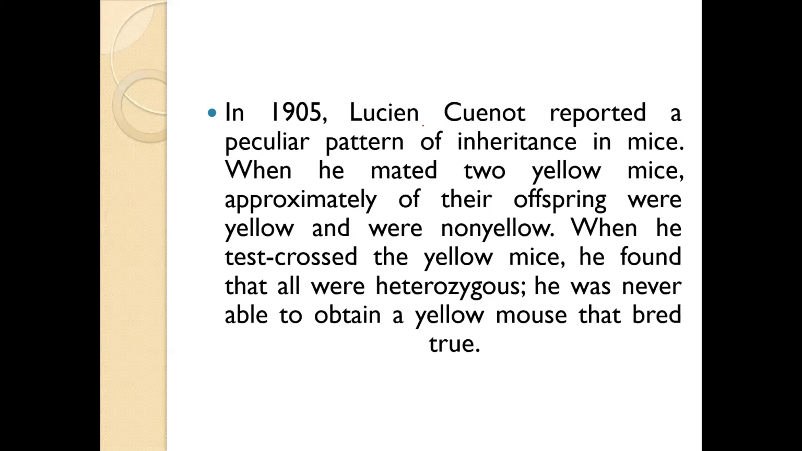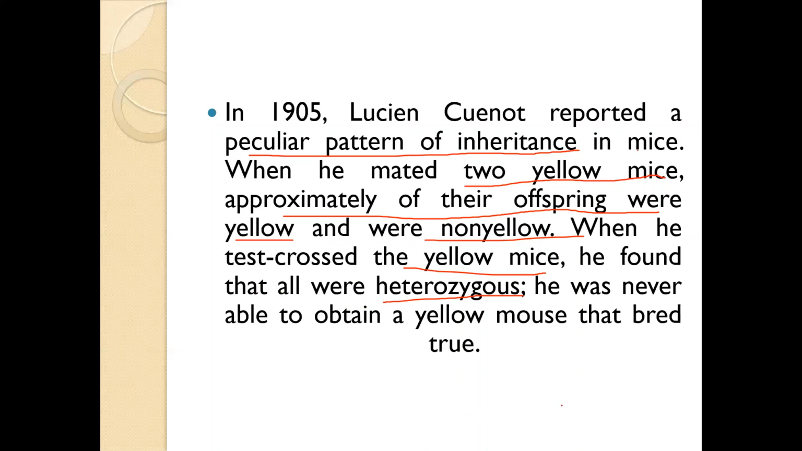In 1905, Lucien Cuénot reported a peculiar pattern of inheritance in mice. This is a peculiar pattern of inheritance. Just look into the matter. When he mated two yellow mice, approximately 2/3 of their offspring were yellow and 1/3 were non-yellow. When he test crossed the yellow mice, he found that all were heterozygotes. He was never able to obtain a yellow mouse that bred true.